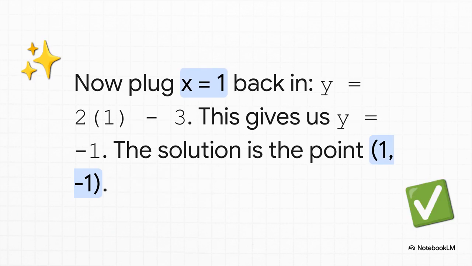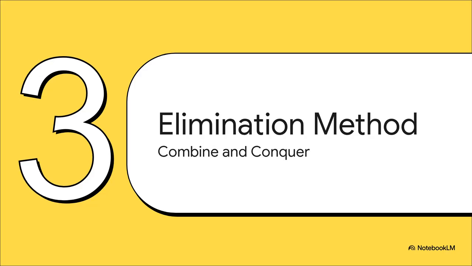But hold on, we're not quite done. We have to find y. So we take that new knowledge, that x is 1, and plug it back into our second equation. It's just the easier one to use. So 2 times 1 is 2, and 2 minus 3 is negative 1. And there it is. The full coordinate, the single point where these lines meet, is (1, -1). All right, on to our next tool.